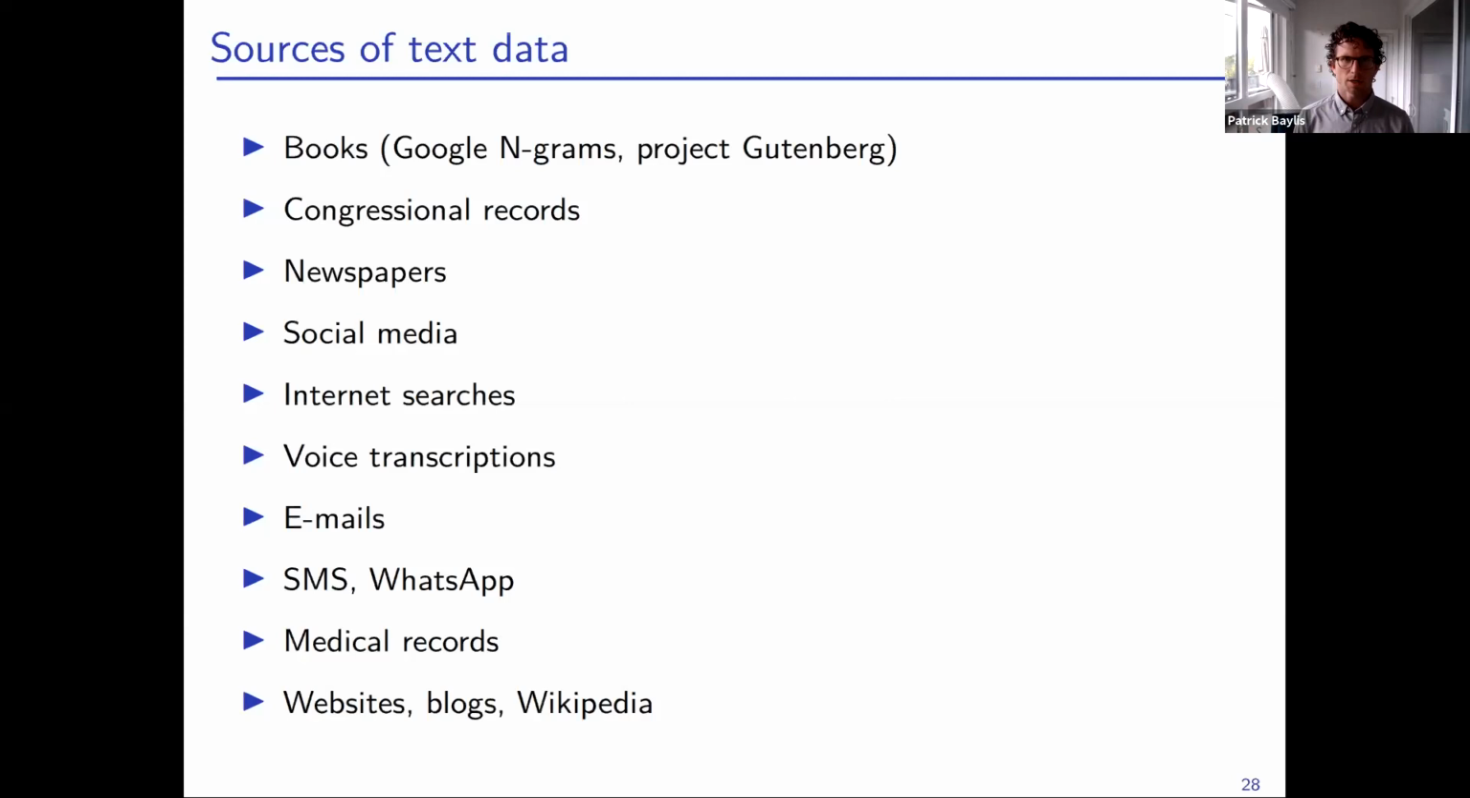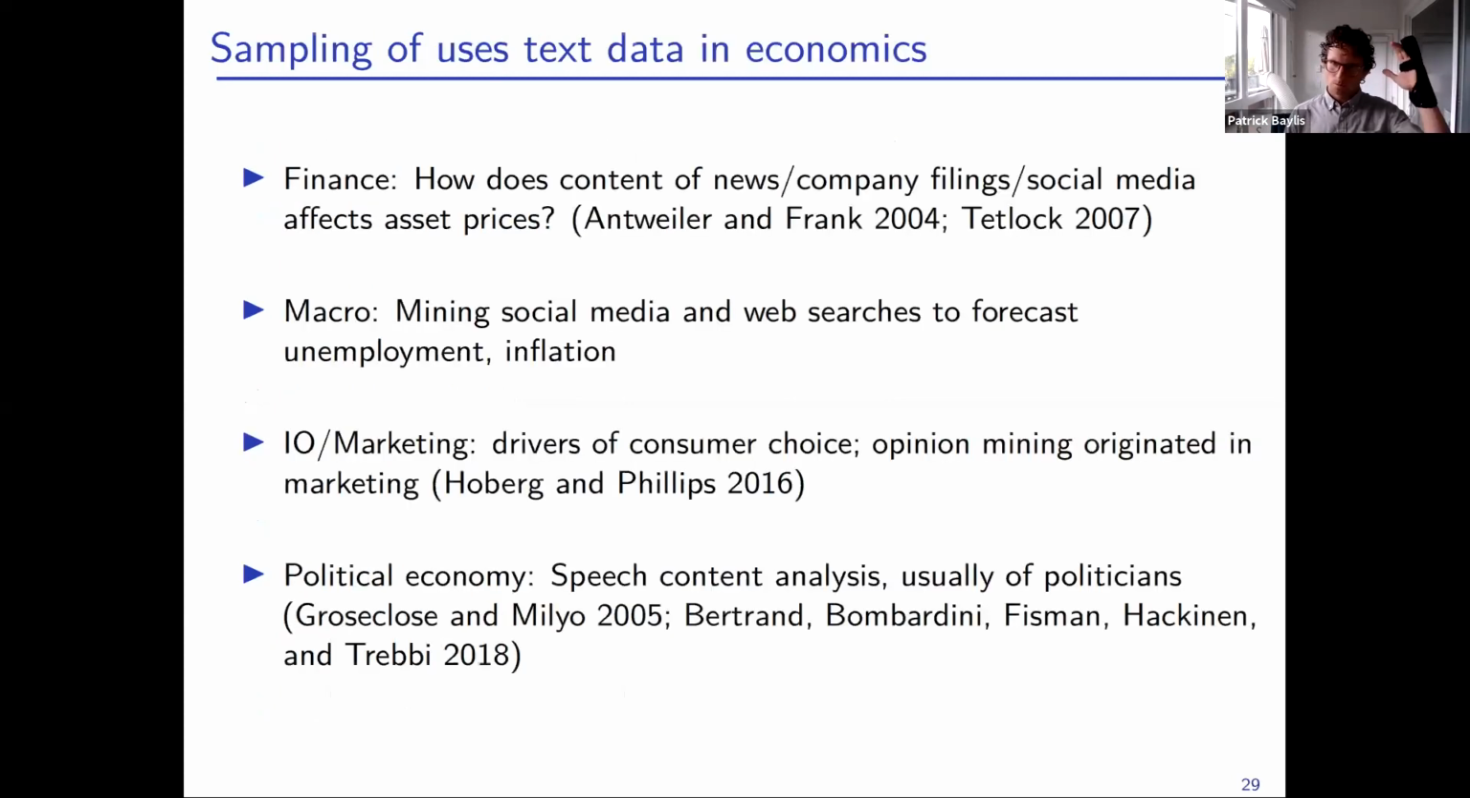And I think this presents a really nice opportunity to start learning things that we might not otherwise be able to learn. So text data has actually been used in economics for a couple decades. It's been used in every single field. Here's a sampling of fields besides environment. I just showed you an environment paper, but finance, macro, IO and marketing. Actually, marketing was the original source of sentiment analysis, when it was called opinion mining. And then political economy is a classic setting for speech content analysis, which is really a form of text analysis.